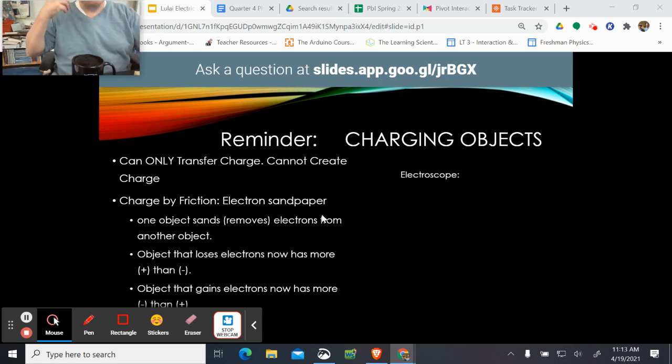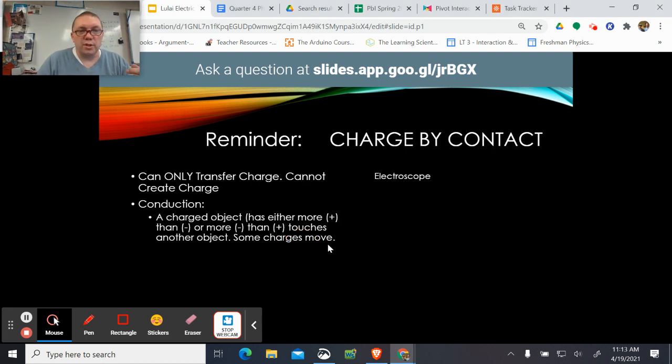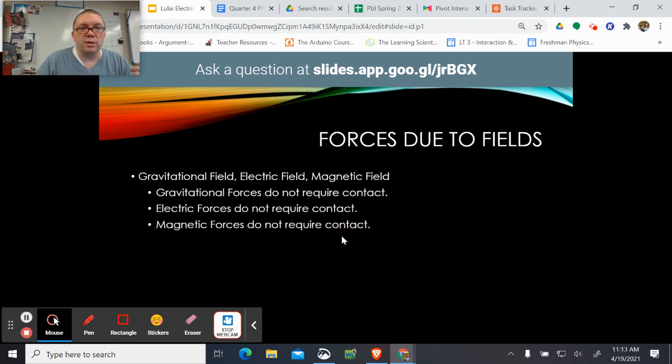There's a lot of stuff that's done with static electricity, static charges, things like that. So there's the electroscope deal. And we did that by contact also.